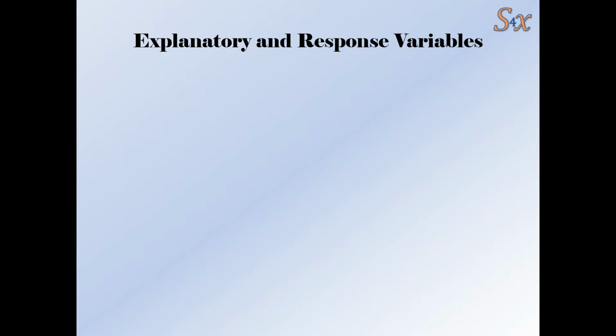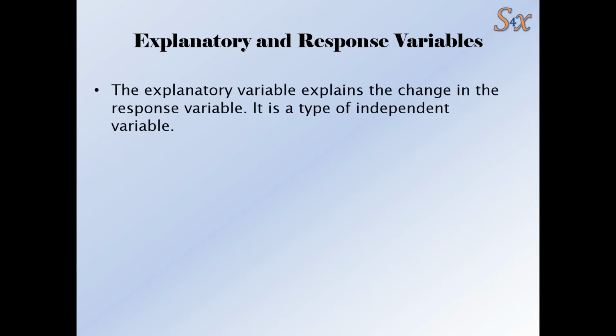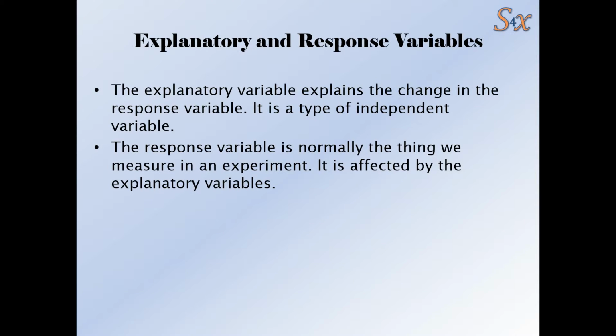So explanatory and response variables, what are they all about? Well, you might remember talking about the independent and dependent variables at GCSE. Really, they're just like a statistics version of that, if you like. There's some subtle differences, but an explanatory variable is basically an independent variable. It's the thing that explains the change in the response variable. The response variable is the thing we're actually measuring, and the thing we actually see changing, whereas the explanatory variable is the thing we try and control normally. So the response variable normally goes on the y-axis, and the explanatory variable normally goes on the x-axis.